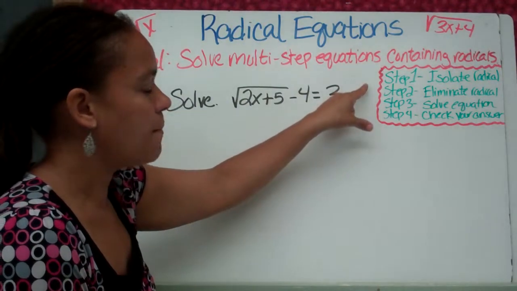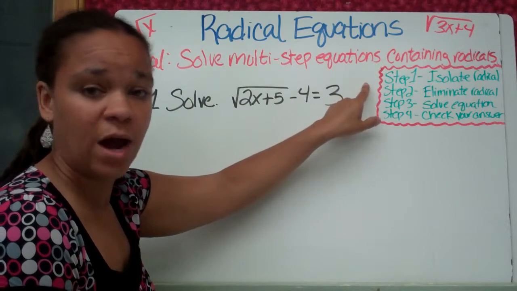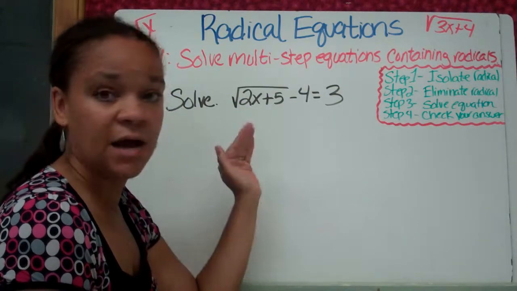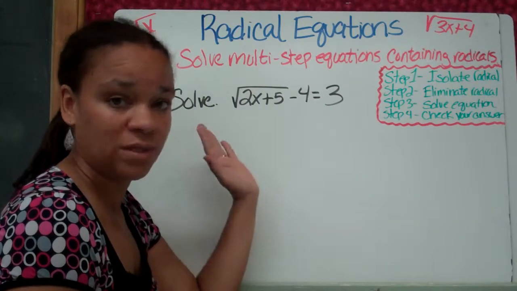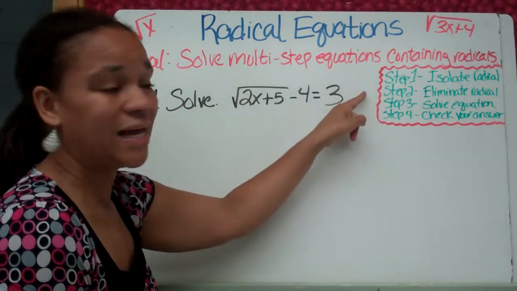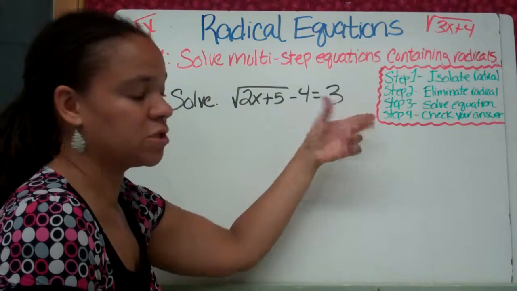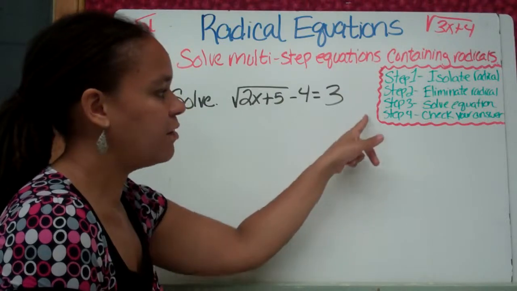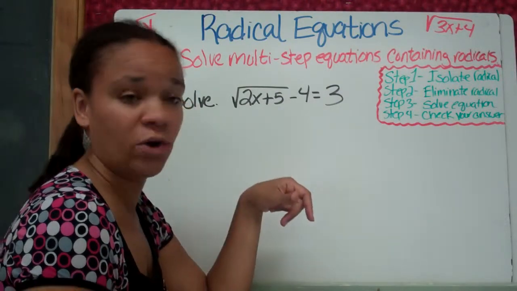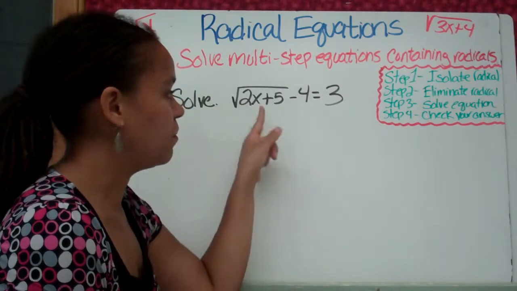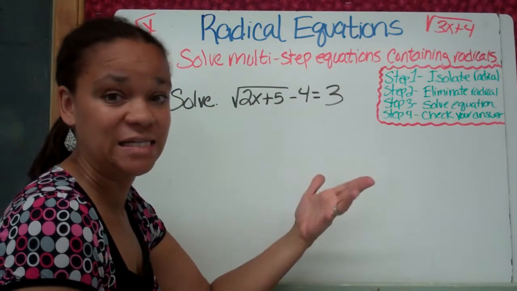Step one, we want to isolate the radical. Remember, isolate means to get it by itself. So the first thing we want to do is get the radical all by itself on one side of the equation. Then we're going to eliminate it, get rid of it. After that, we're going to solve the equation, just as you would any multi-step equation. And then, of course, step 4 is to check your answer. I'll let you check your answers on your own and see that if you plug it back into the original equation, it indeed works.